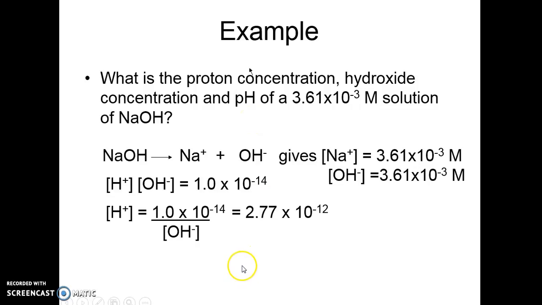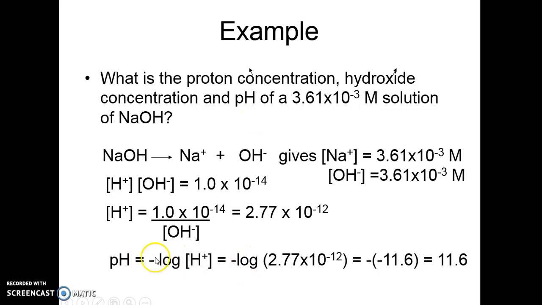What is pH equal to? pH is equal to the negative log of proton concentration. So I have to look up here. Do I take this number? No, I take this number because this is proton concentration. If I take the negative log of that, I've determined the pH. So I plug it in and I get 11.6. That makes sense for a solution of sodium hydroxide. Because it is a base, it should have a high pH, which this is.